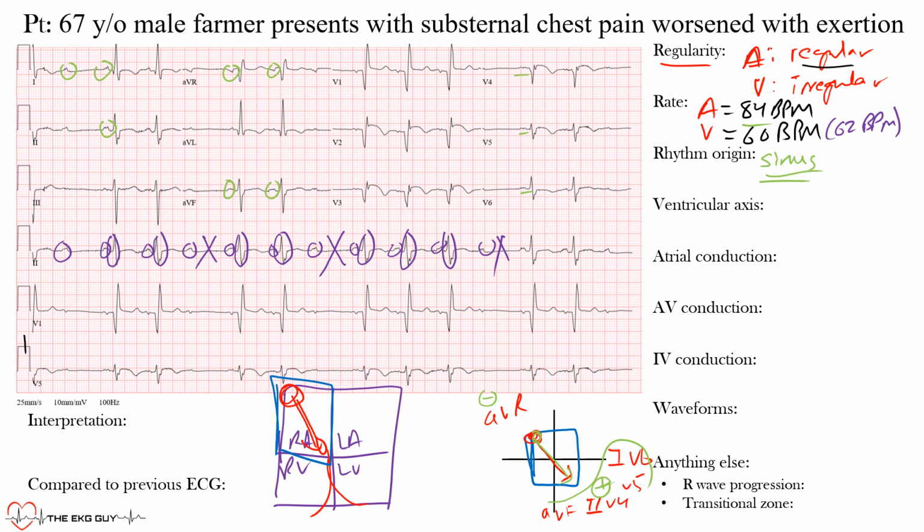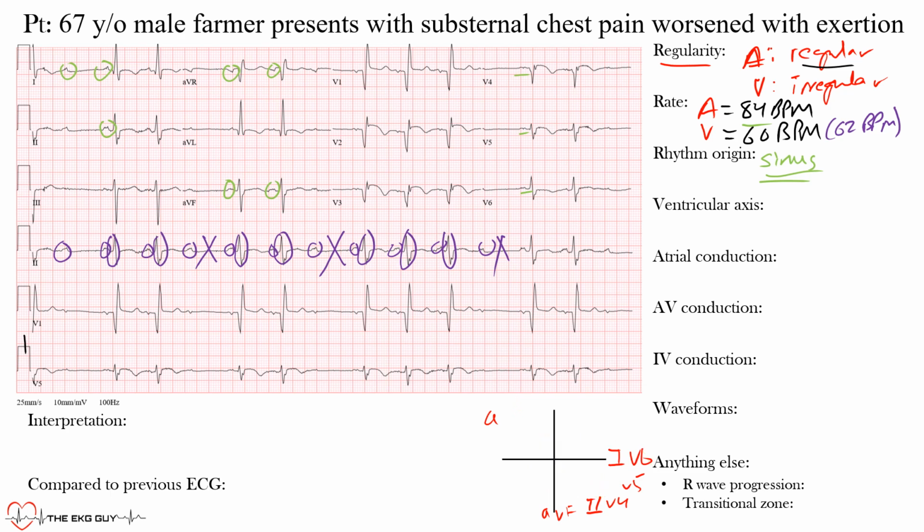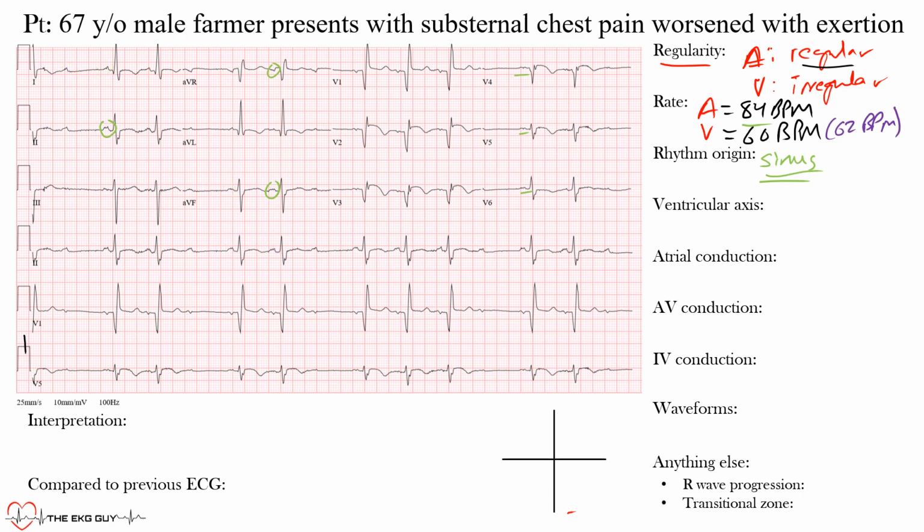All right, so let's move on to the ventricular axis. Now, ventricular axis in adults normally is between -30 and positive 110 degrees. So let's just erase this here, clear it up. All right, so here we go. Now we have normal axis is between -30 and positive 110 degrees.